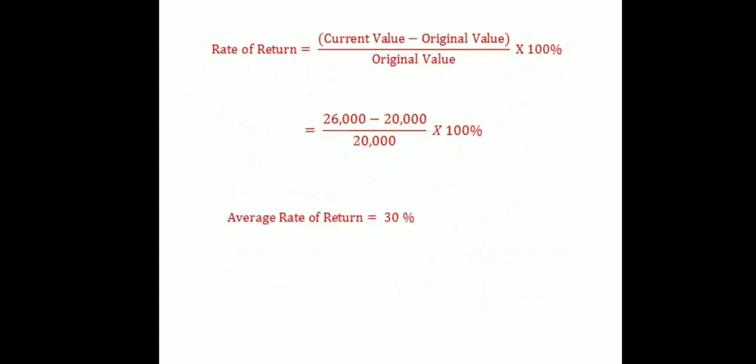Now we will go for the calculation. We have the equation for rate of return, which is current value minus original value, divided by original value, into 100%. Substituting the values, that will be 26,000 minus 20,000 divided by 20,000 into 100%, which gives average rate of return as 30%. It is a problem asked in our K2 question paper.